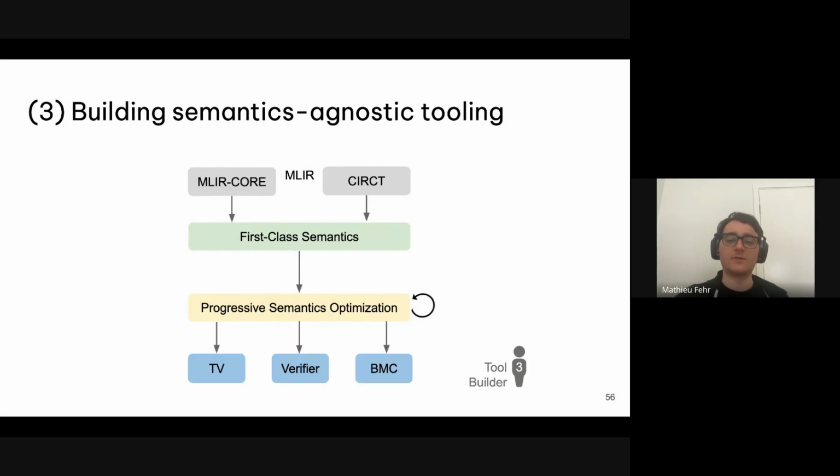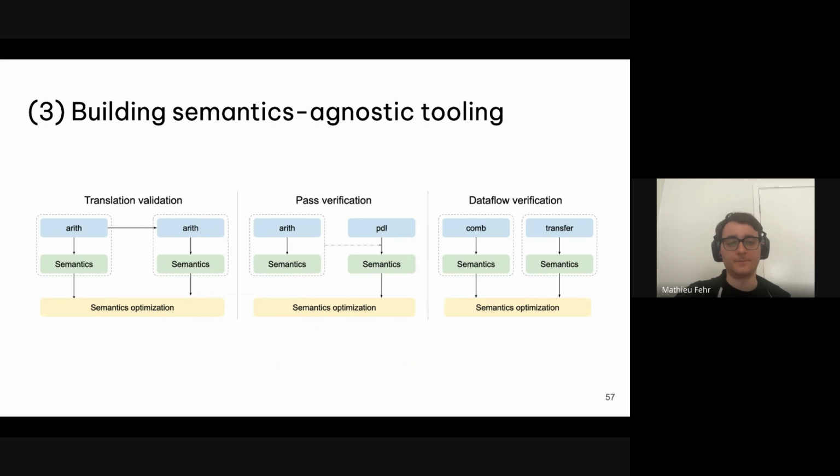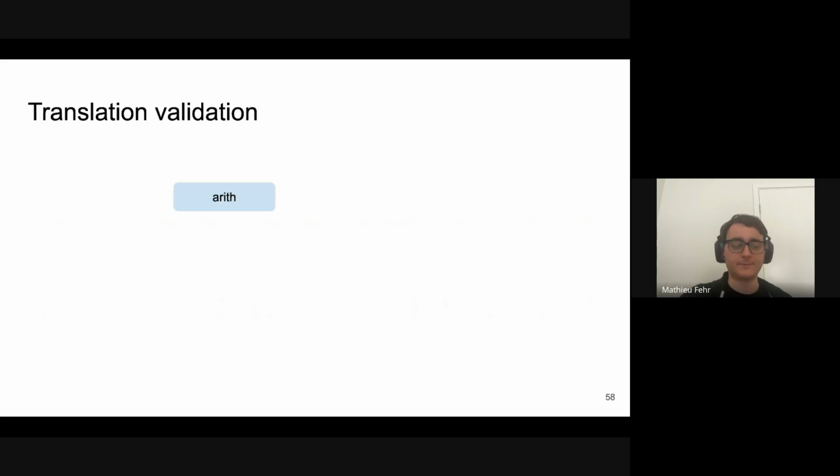So once we have this pipeline, we can go from our MLIR code to SMT. Now we can build tools for it, and I have an example of three tools that we've built around this SMT representation in MLIR. We have translation validation, checking that the program was correctly compiled. We have pass verification, checking that a pass is always correct, that there's no bug in a pass, and data flow verification, checking that data flow analysis or abstract interpretation is correct.